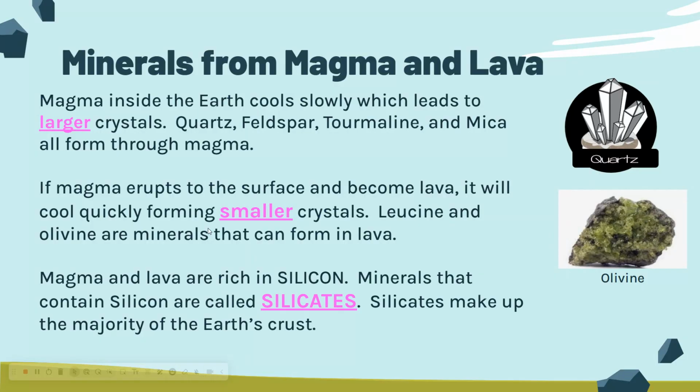Now, both magma and lava are rich in silicon. Minerals that contain silicon are called silicates, and they make up the majority of the Earth's crust, which makes sense because magma and lava are both part of the Earth's crust. Again, those are called silicates.